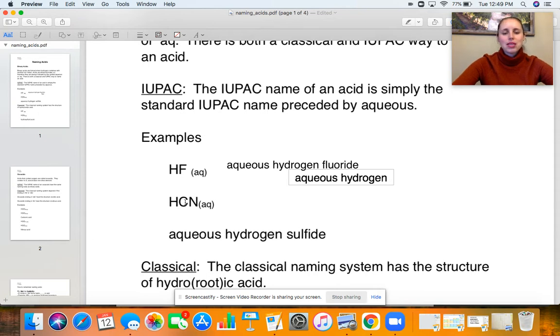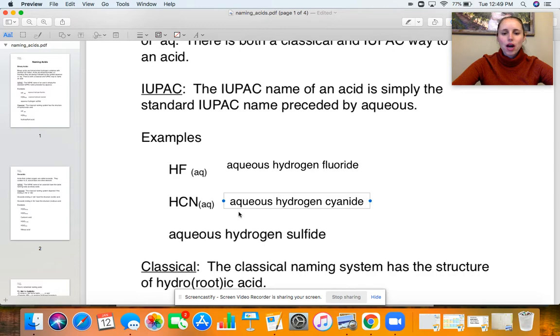Now, next up, CN. Hopefully you have enough experience with compounds now that you're not going to tell me this is carbon nitride. You're going to recognize that this is a polyatomic ion. We have more than two atoms together. So I'm going to look up what this polyatomic ion is, and I'm going to find that CN stands for cyanide. So the name for this would be aqueous hydrogen cyanide.